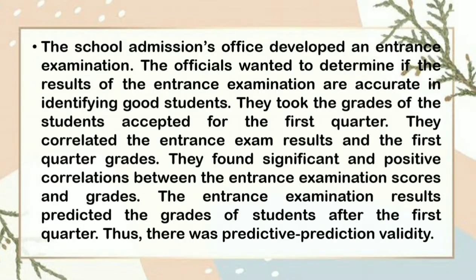An example situation: the school admissions office developed an entrance examination. The officials wanted to determine if the results of the entrance examinations are accurate in identifying students. They took the grades of the students accepted for the first quarter and correlated the entrance exam results with the first quarter grades. They found significant and positive correlations between the entrance exam scores and grades. The entrance examination results predicted the grades of the students after the first quarter. Thus, there was predictive validity.